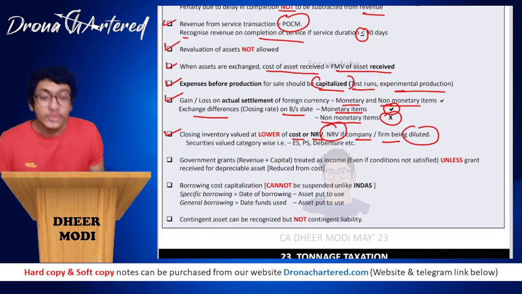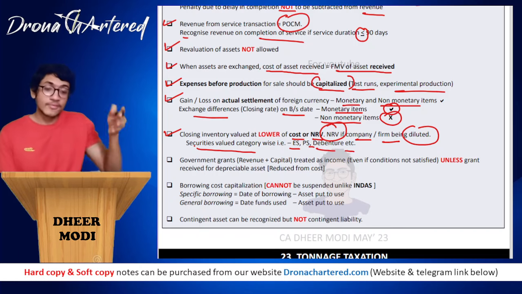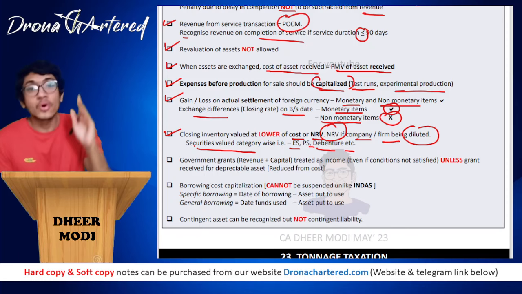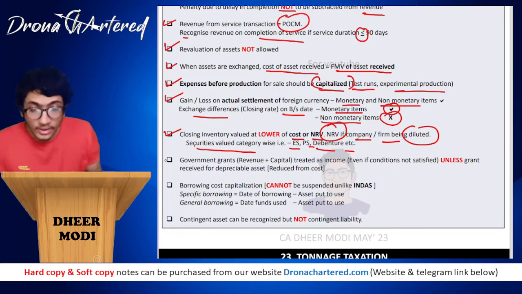Therefore, it will be valued at my NRV. And securities value will be category wise, that is equity shares, preference shares, debentures, etc. It will be bifurcated into categories, and then we will do cost or NRV, whichever is lower.